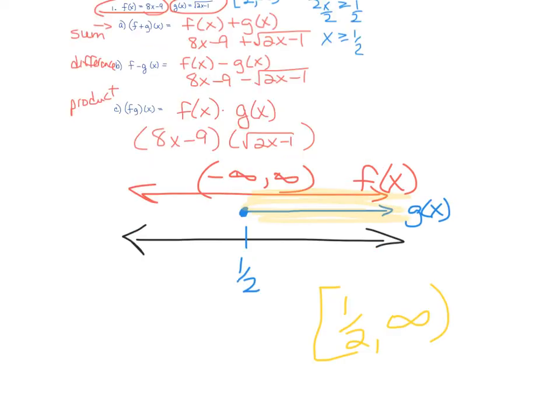So the domain for this is the intersection between the f of x function and the g of x function, its domain. So the domain here is everything greater than or equal to 1/2.